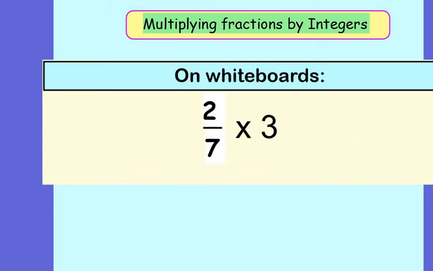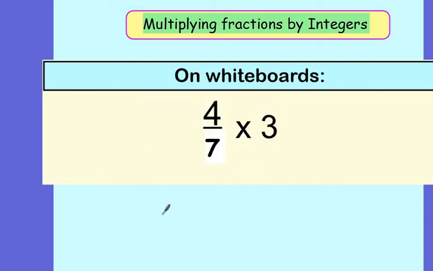How about now? Let's go through it. I can write 3 as 3/1. I've now got 2 times 3, which gives me 6 on the top. 7 times 1 gave me 7 on the bottom. How about now? Pause the video, have a little think. Okay, it's exactly the same question. I've just put the integer before the fraction this time. So I can still write it as 3/1. 3 times 2 gives me 6 on the top. 1 times 7 gives me 7 on the bottom.